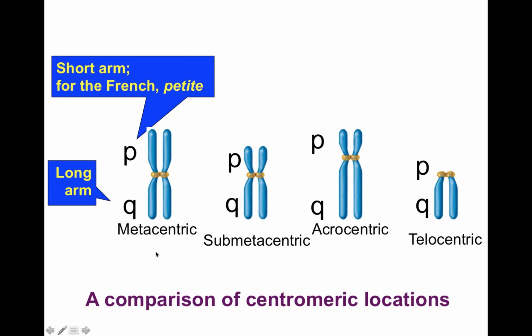Chromosomes are also given designations based on the placement of the centromeres. Here is a metacentric chromosome where the centromere is directly in the middle. Submetacentric, where you have a shorter P arm and longer Q arms. Acrocentric, where the centromere is closer to the tip of the P arm, and telocentric, where you can barely detect a P arm at all.